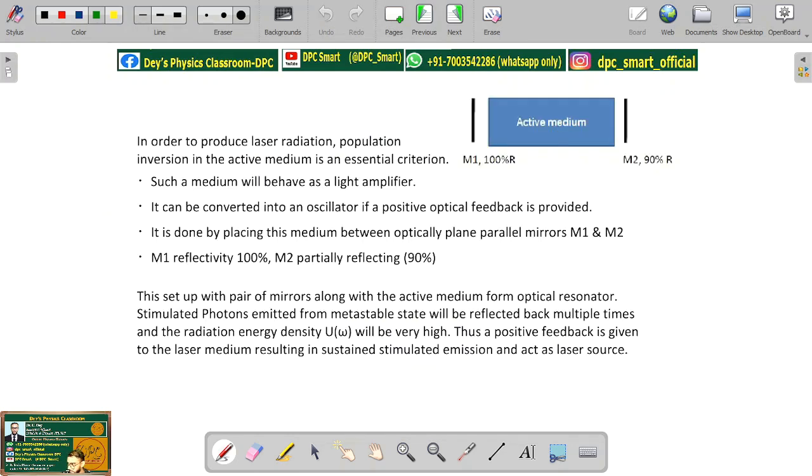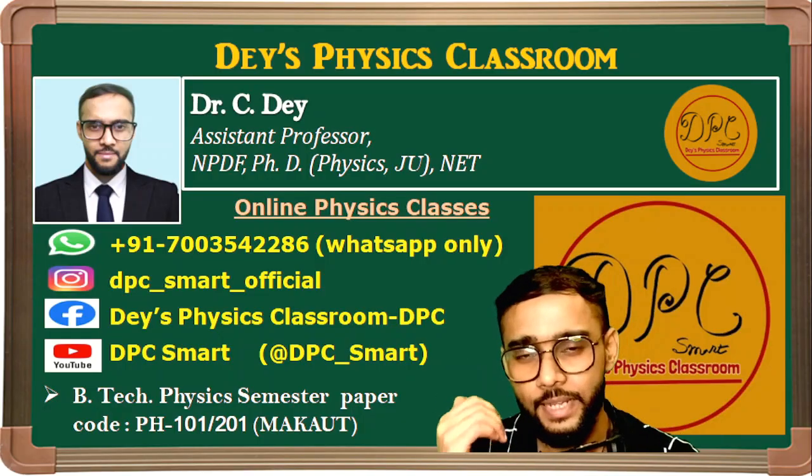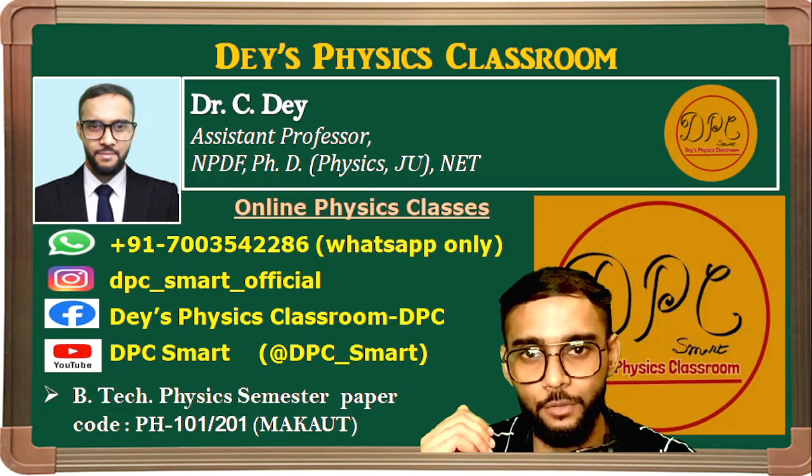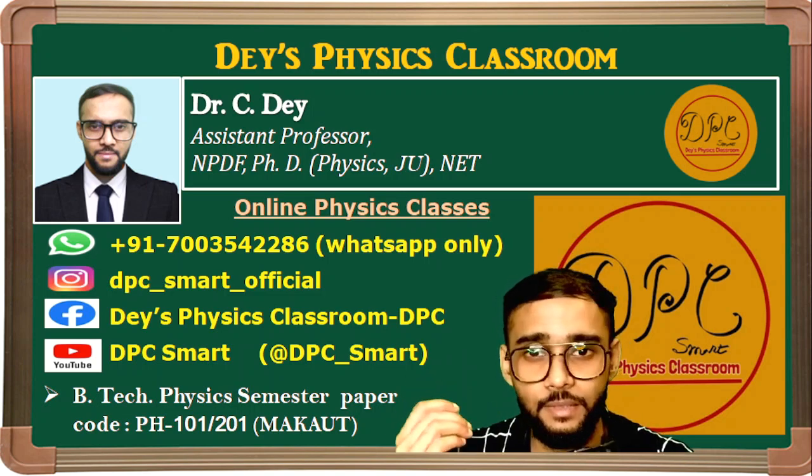Then that medium, after satisfying all these three conditions, will act or behave like a light amplifier. That means stimulated emitted photons will be added to the incident radiation and it will amplify the light. Now, to produce a laser source, we need that material to behave like an oscillator, that means a source of laser.